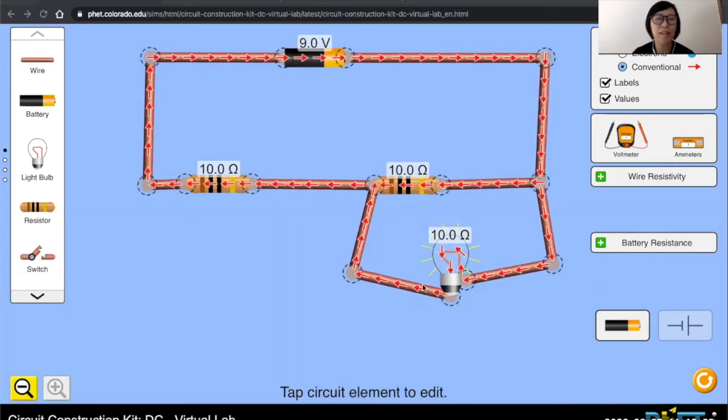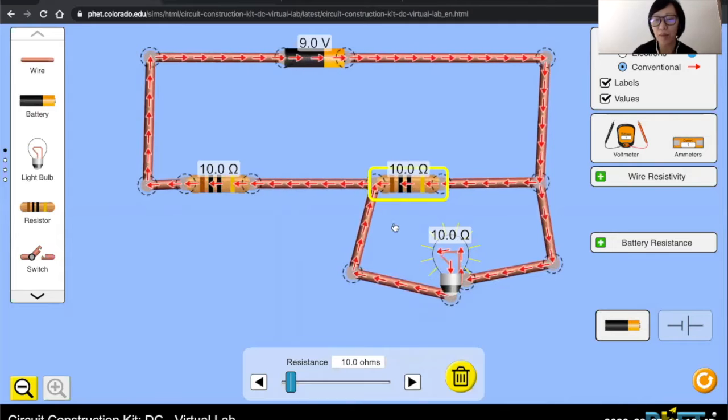Okay, so today we're tackling the potential divider. Now, this is a circuit that I think you're familiar with for sure. We have two resistors and one light bulb. As you can see, we have two resistors with the same resistance. I just want you to quickly observe as I vary the resistance.